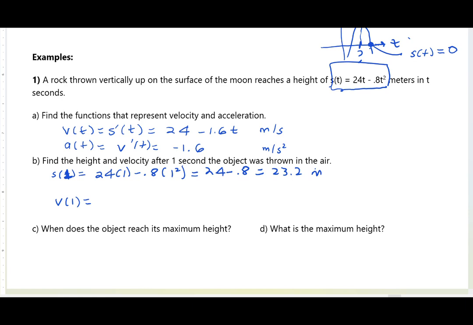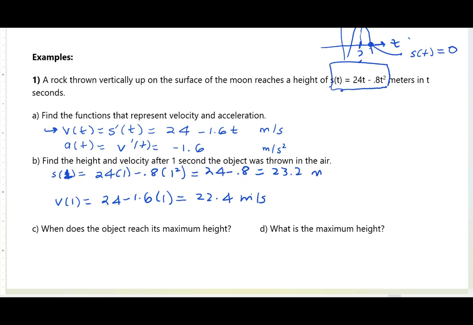And v of 1, so now let's go to this equation. 24 minus 1.6 times t, t is 1. So that one will be 24 minus 1.6, and that's 22.4 meters per second. So 1 second after the object was thrown in the air, its distance from the ground is 23.2 meters, and it's moving at a rate of positive 22.4 meters per second.